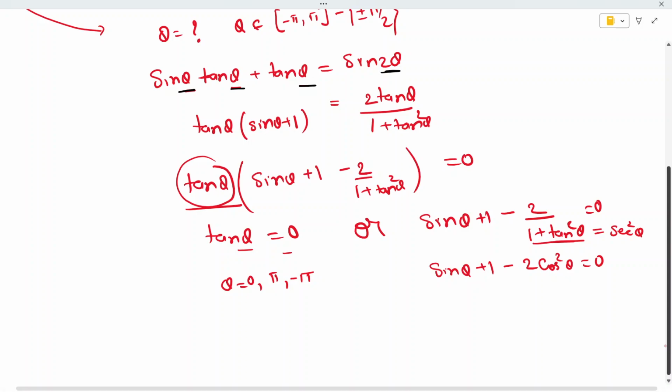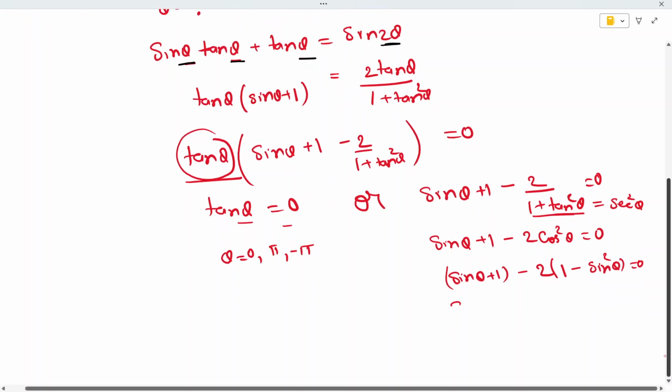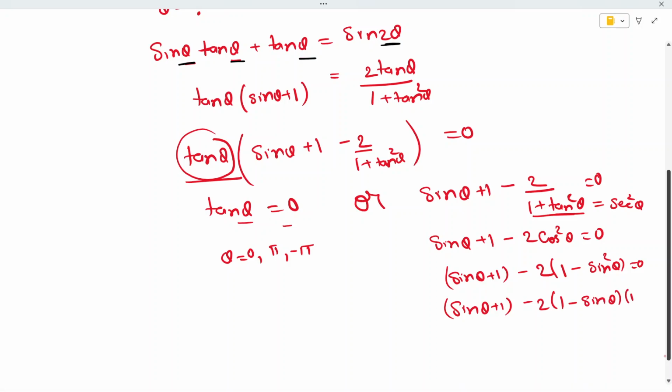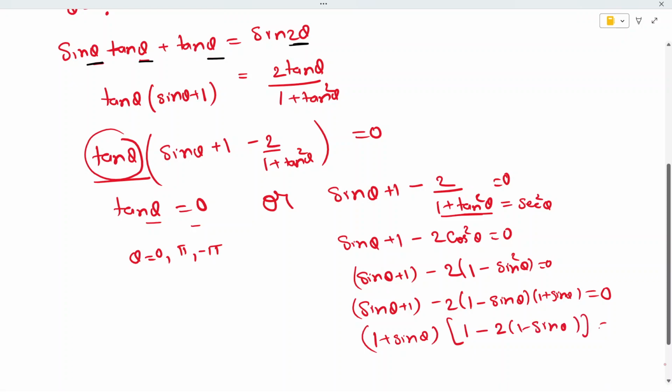Now this is sin theta plus 1 minus 2 cos square theta, and we can write cos square theta as 1 minus sin square theta. Using a square minus b square equals a minus b times a plus b, we get 1 plus sin theta as a common factor. Now we get common 1 plus sin theta, and here we get 1 minus 2 times 1 minus sin theta, is equal to 0.